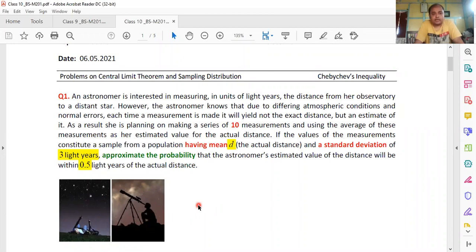Now, one important thing is also written over here. Carefully observe: the astronomer knows that due to differing atmospheric conditions and normal errors. What do you mean by this word normal errors? Is there anything like abnormal errors? No. Normal errors means you are associating a random variable with the error. You are trying to calculate a distance between 2 points. Say, for example, geometrical. Think about a 2-dimensional point.